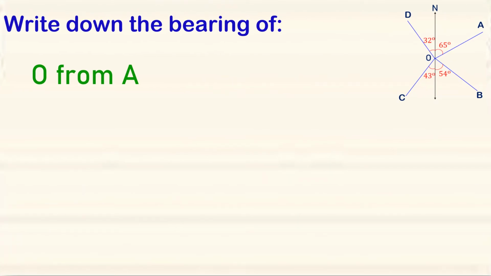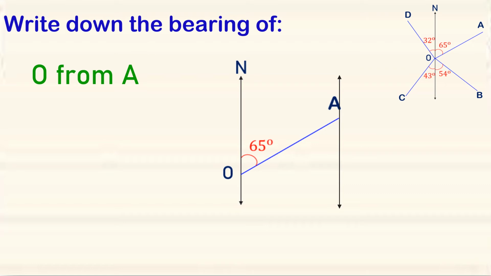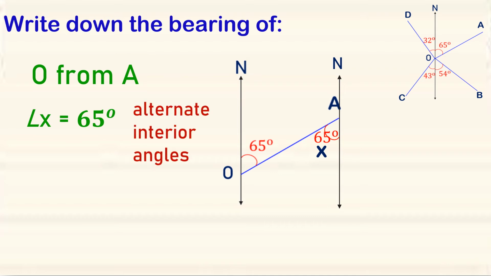Now let us determine the bearing of O from A. To determine so, first we are going to separate the diagram for line OA. And then we are going to draw a north line at A and measure clockwise later on, okay? But before that, we have our alternate interior angles. So they are equal. So if this is angle X, it is equal to 65 degrees.